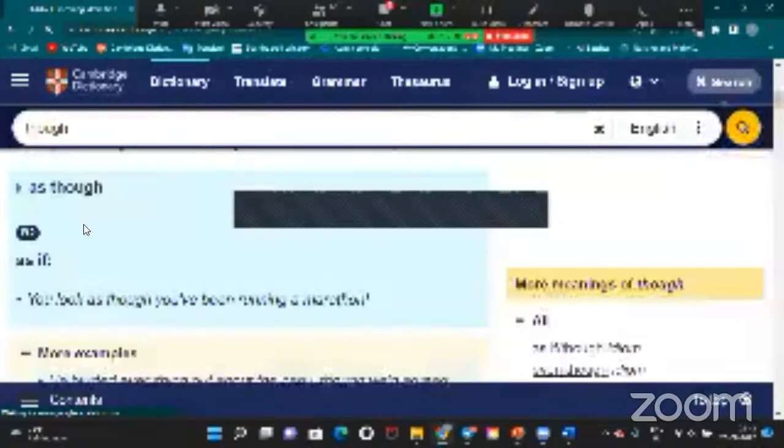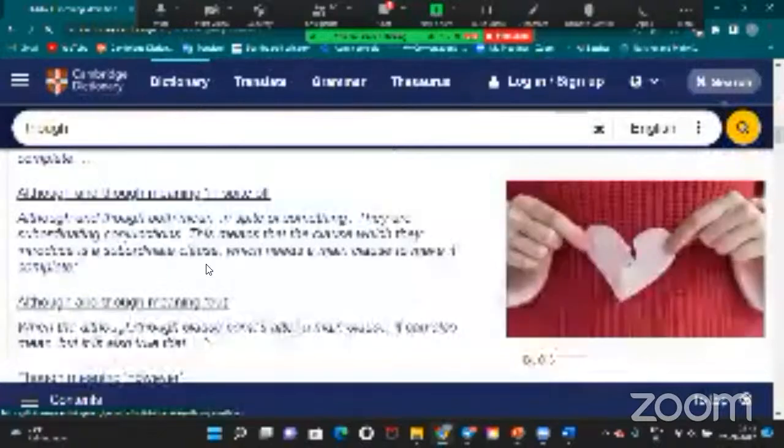Then next one. So though is a conjunction. If anything is informal, it will be written here informal. If it is purely formal, then it will be written formal. Means only formal. Okay. If it is only informal, they will write here only informal. If it is both formal and informal, then they will not write here anything. Okay.